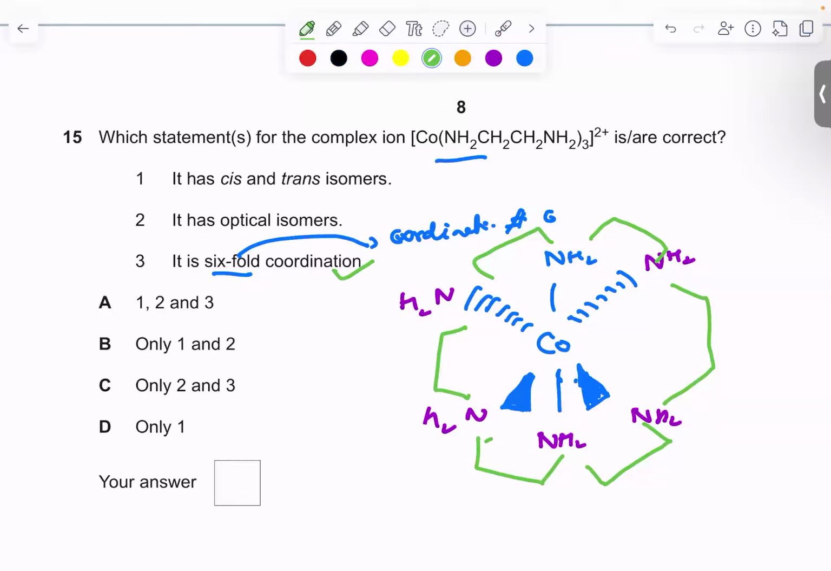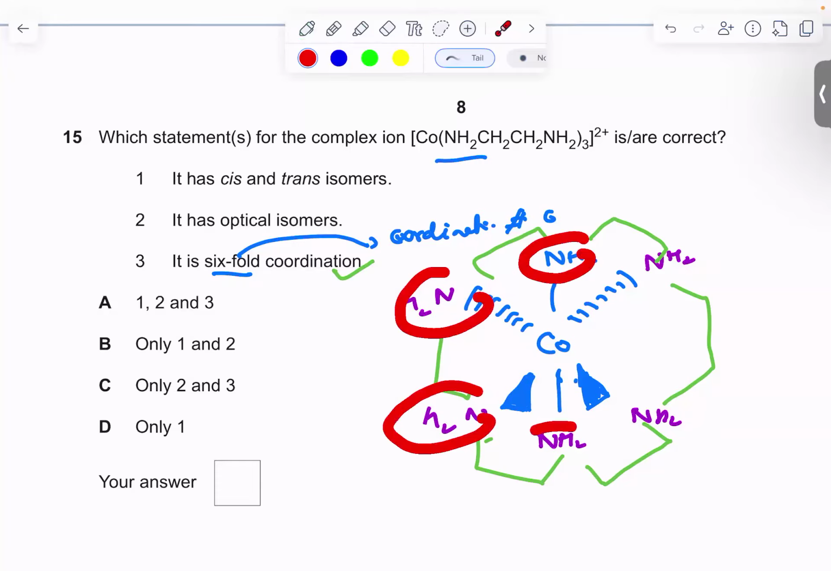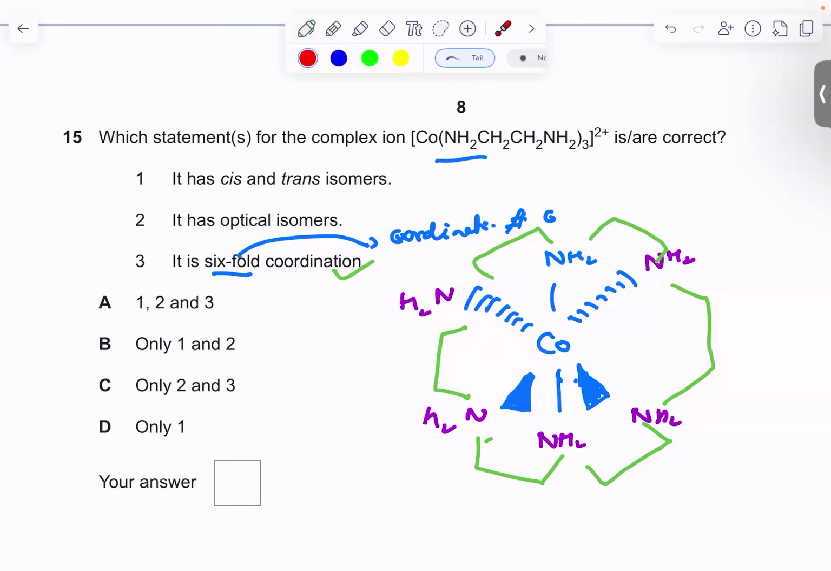So it has cis trans isomers. Definitely, it is going to have. No, it is not going to have cis trans isomerism because all the groups are the same. So that would be wrong. Why? Because the bidentate ligand is the same. They all are the same. Are you getting it? By the way, it's a bidentate ligand.